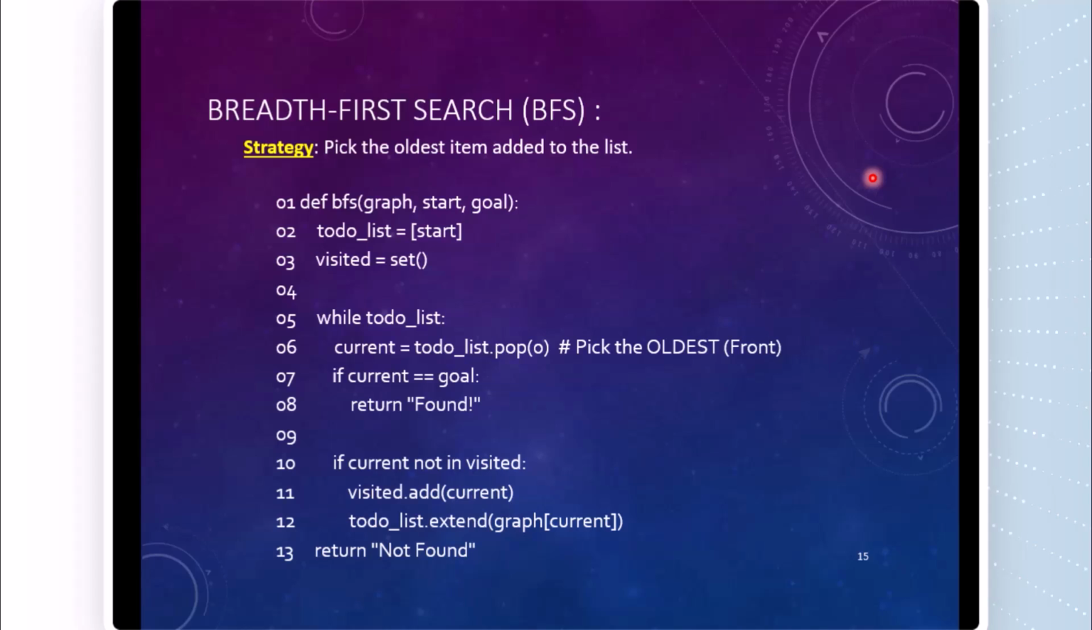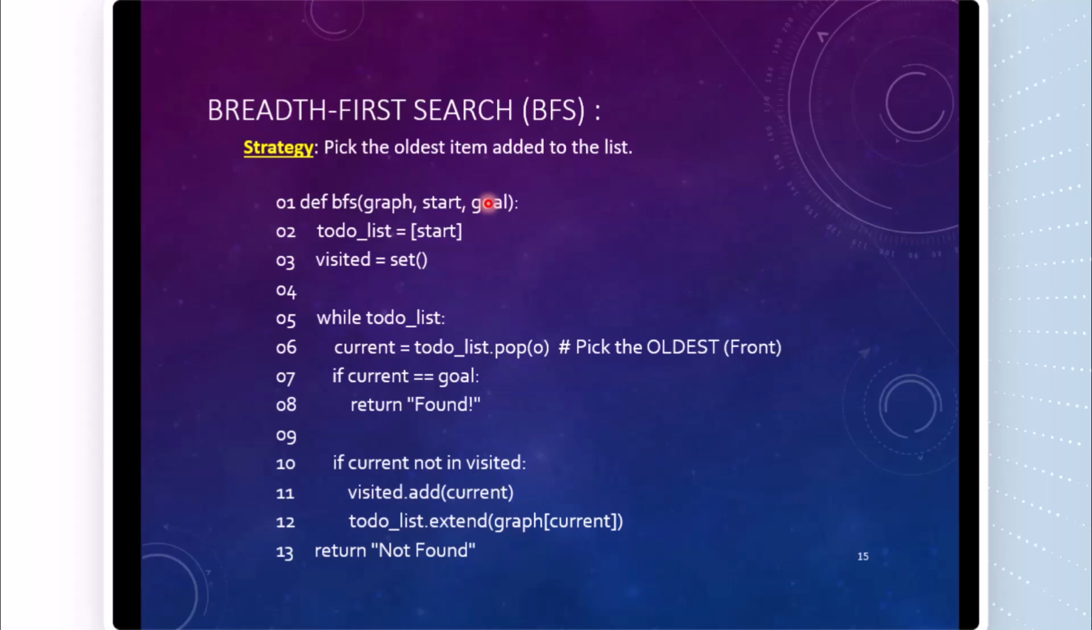So line 1 defines a function named BFS that takes 3 parameters. Graph, which is a data structure, typically a dictionary, for those of us who are familiar with Python, where each node maps to a list of its neighboring nodes, right? Then we have the start, which is the node where the search begins, and then the goal, the node we are trying to find.